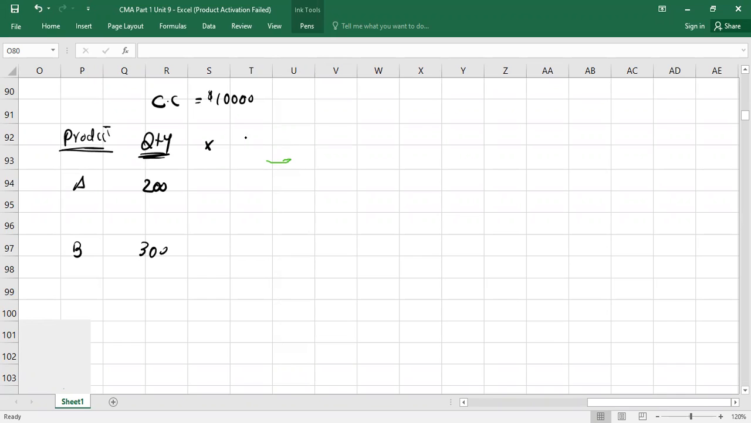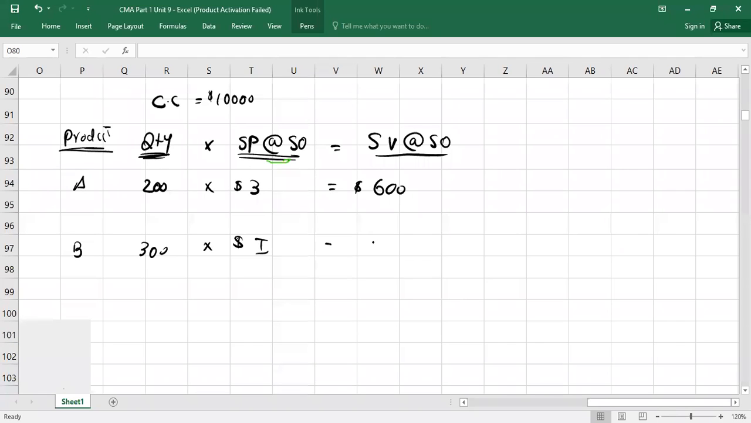Then we multiply this quantity with the sale value at which point? At the split-off point. This will be given in the question also. For example, each unit of product A can be sold for $3, and each unit of product B can be sold for $1. So this will give you the sale value at split-off point. Understood? So we take 200 times 3, which gives $600, and 300 times 1, which gives $300. Now we make the total. Total is $900.